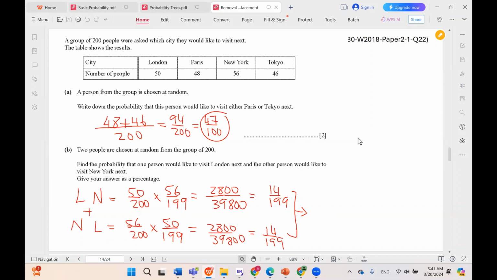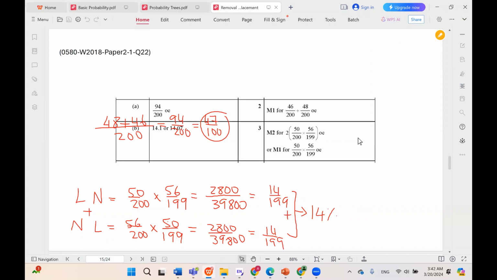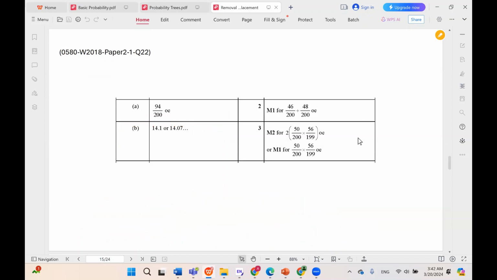And we want this as a percentage. So this would roughly equate to 14%. So when we add these up together, we roughly get 14%, or to be more accurate, it's actually 14.1%. This is the more accurate answer. This is the answer they're looking for in the marking scheme. And in A, they have 94 over 200, which is the same as 47 over 100, of course. So this means that we are on track.